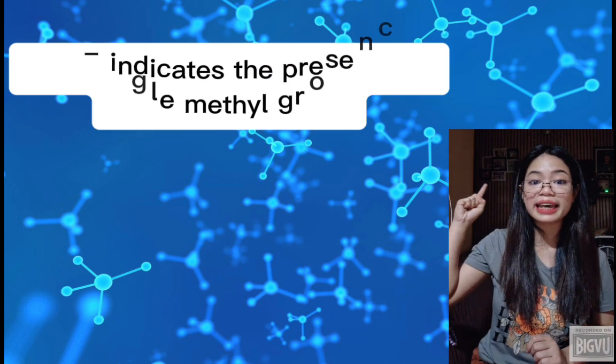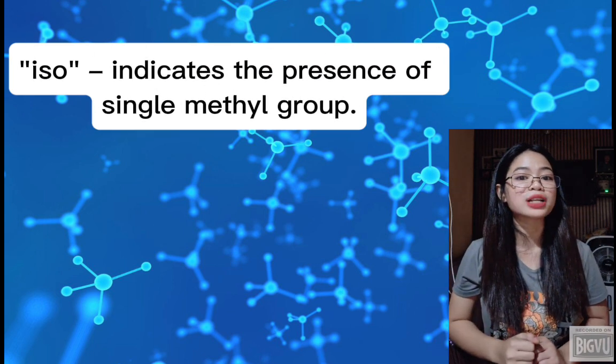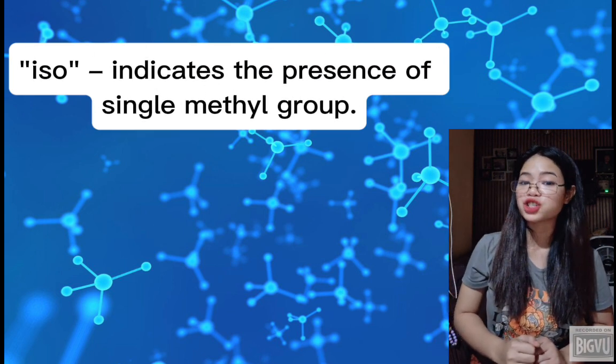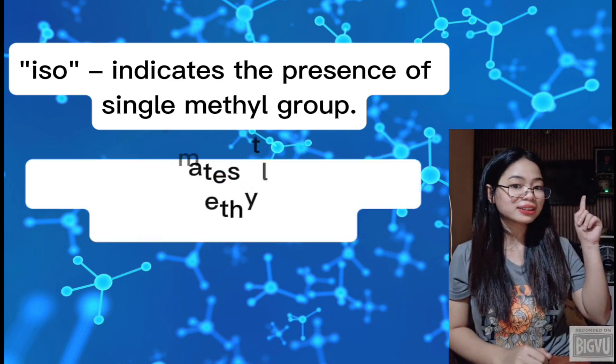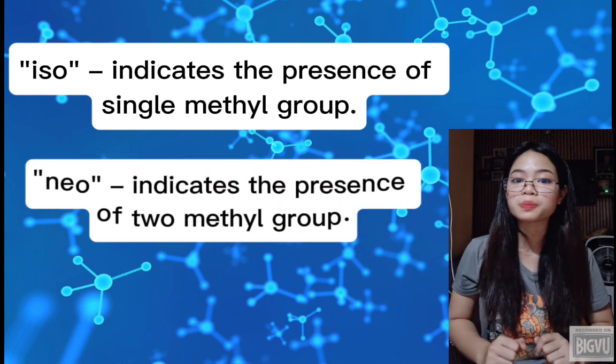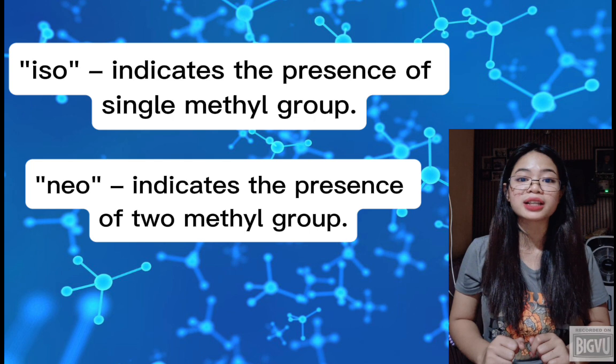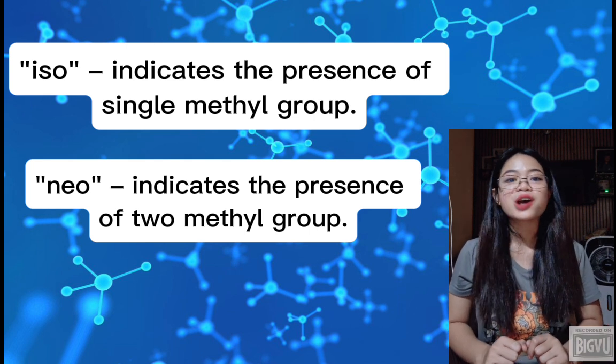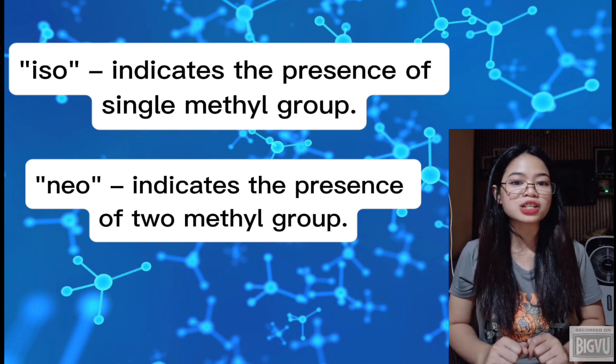To avoid confusion, class, we should always familiarize ourselves with the uses of prefixes and suffixes in naming compounds. Again, we use the prefix iso, indicating a single methyl group branching off the second carbon of a chain, while the neo indicates 2 methyl groups branching off the second to last carbon of a chain, creating a more heavily branched structure.